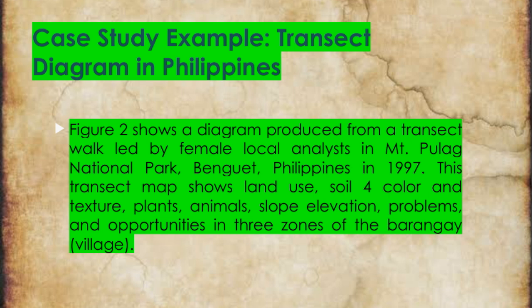This kind of diagram is a powerful tool because it provides a visual overview of the environment, helping us understand how these different elements interact. It's also a great example of participatory research. Local analysts, especially women in this case, are directly involved in documenting their environment, which enhances the accuracy and relevance of the information. Overall, this transect diagram underscores the importance of local knowledge in understanding complex ecosystems.